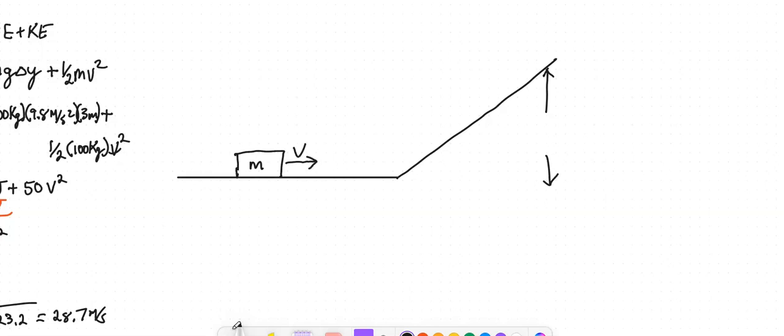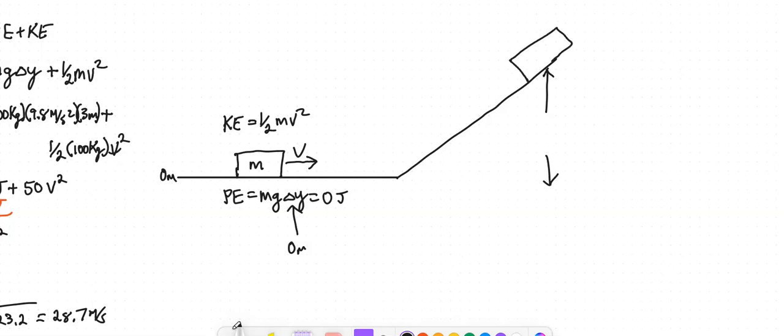With some velocity, we know here the kinetic energy is going to be equal to 1/2 the mass times the velocity squared. But since this height here is going to be 0 meters, we're going to set that as the reference point. The potential energy here is equal to mg delta y, but delta y is 0. So the potential energy will be 0 joules here at the bottom. And then the cart is going to travel up the hill and then come to a rest. And we're going to be able to find some vertical displacement delta y.